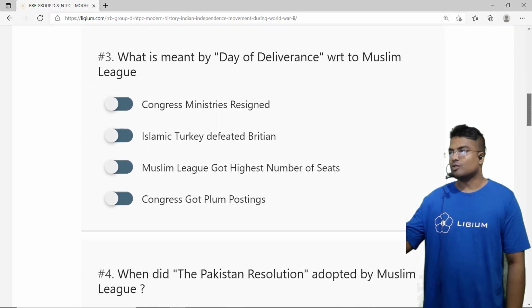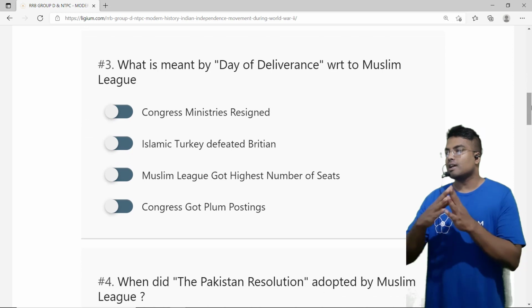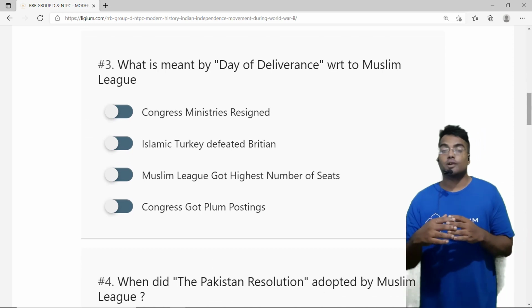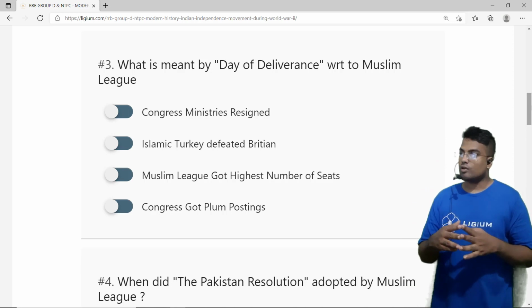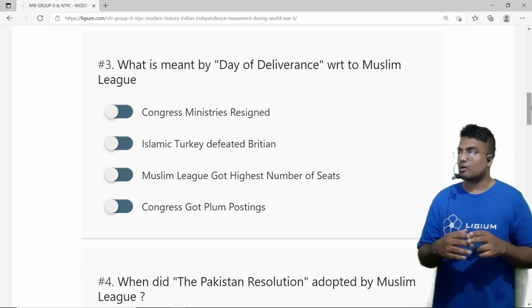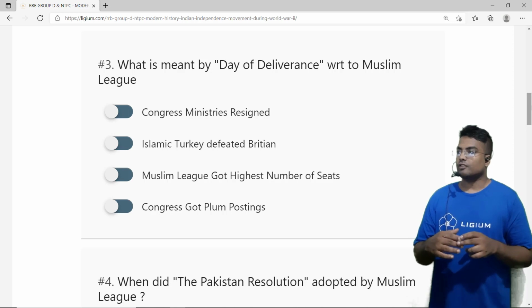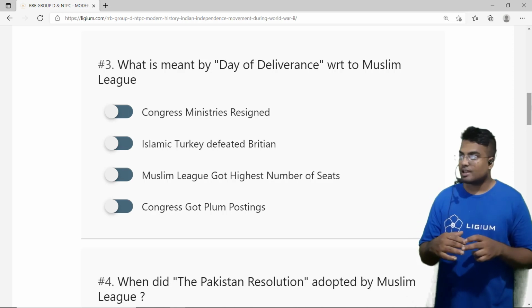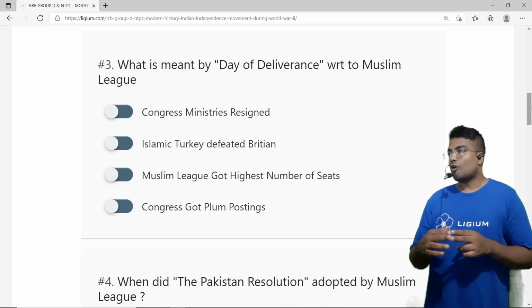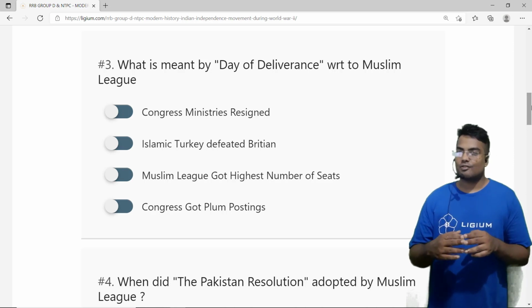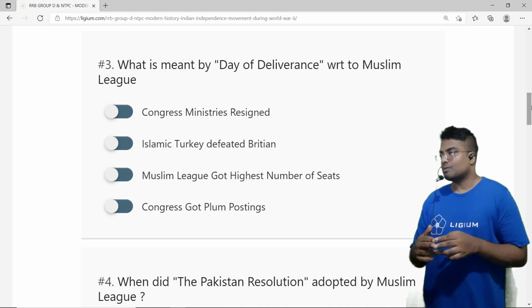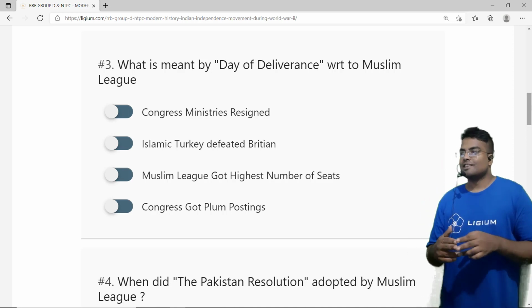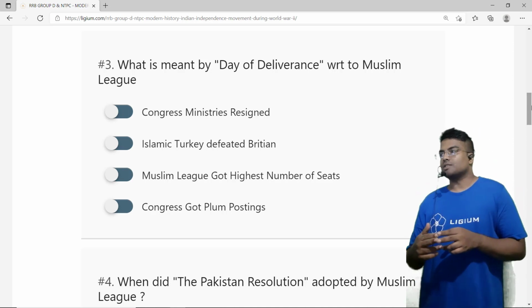So we have the third question. What is meant by the Day of Deliverance with respect to the Muslim League? The first option, Congress ministries resigned. The second, Islamic Turkey defeated Britain, which never really happened. The third, Muslim League got the highest number of seats, which never really happened. And the fourth, Congress got plum postings, which is kind of true. So the correct answer is option A, Congress ministries resigned.